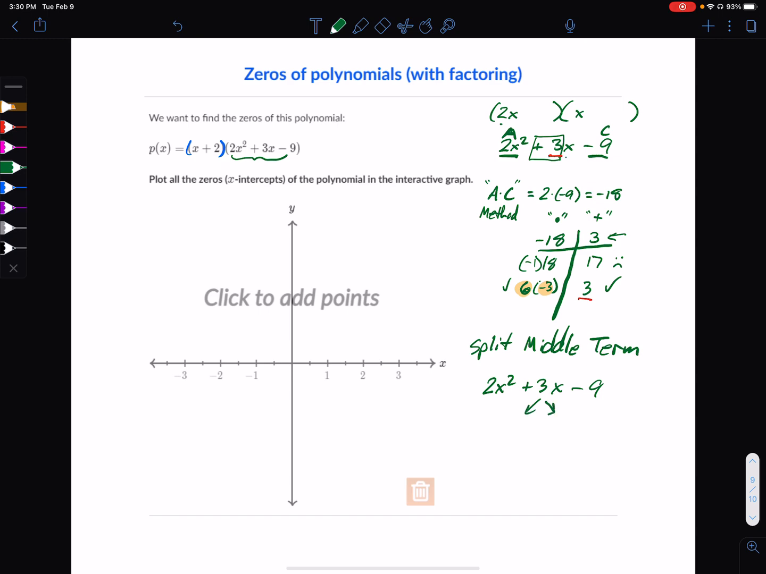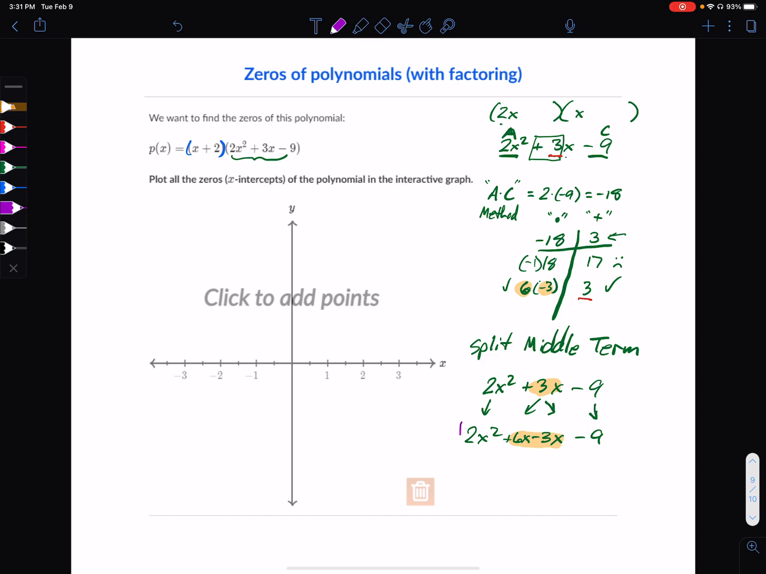What we just discovered is I could split this middle term, 3x, okay? And that's going to be 2x squared plus 6x minus 3x. Okay, 6x minus 3x is 3x. You'll notice I'm just writing -9 and 2x squared. Didn't mess with those terms. We just are trading out 3x for this split value now. Okay?